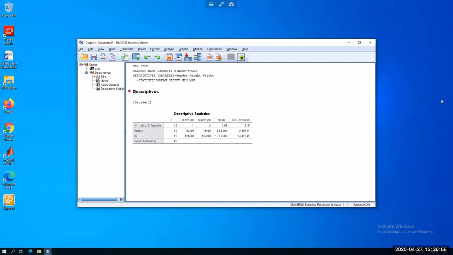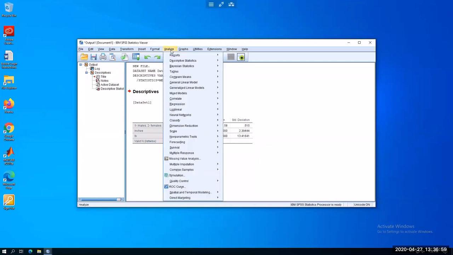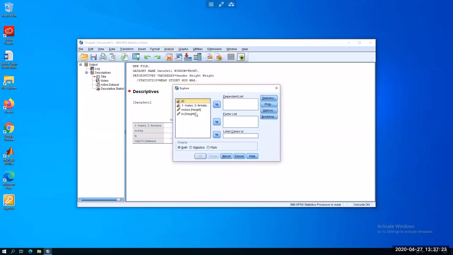Okay. Now let me show you another way to get descriptive statistics. So we can go to Analyze, Descriptive Statistics, and then Explore. And this can give you even more details about each variable and more options for plotting and statistics. And I'm going to do this twice. The first time, we're going to focus on just scale variables, meaning height and weight. So explore and move height and weight to your dependent list.